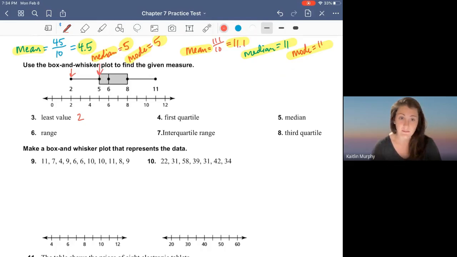For number 4, the first quartile. So that's the left end of the box. So that's 5 in this case. Sometimes that's called Q1. The median is the middle of the box, so that's 6.